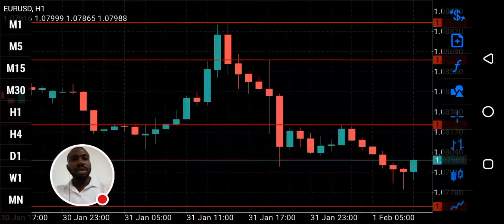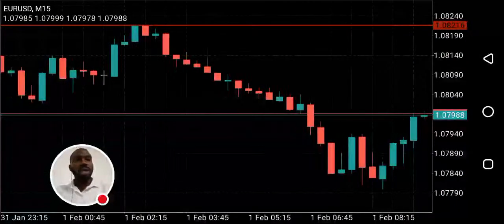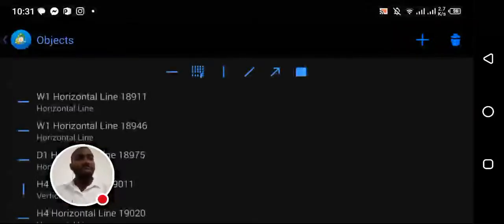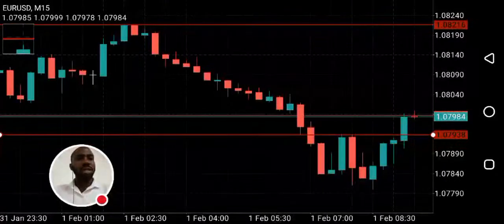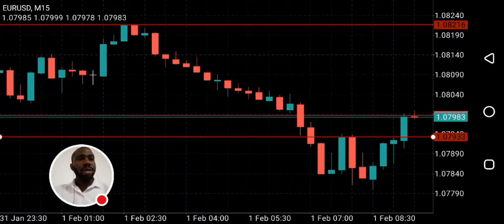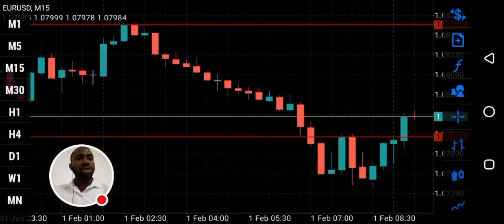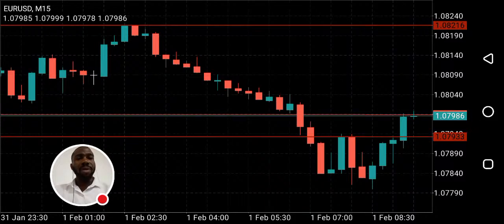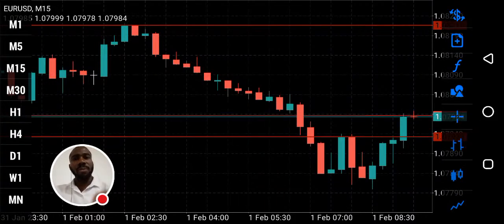Let's go to 15 minutes. What do we have on 15 minutes? You can see on 15 minutes, a resistance has been broken. So there should be a shift in market structure on 5 minutes.